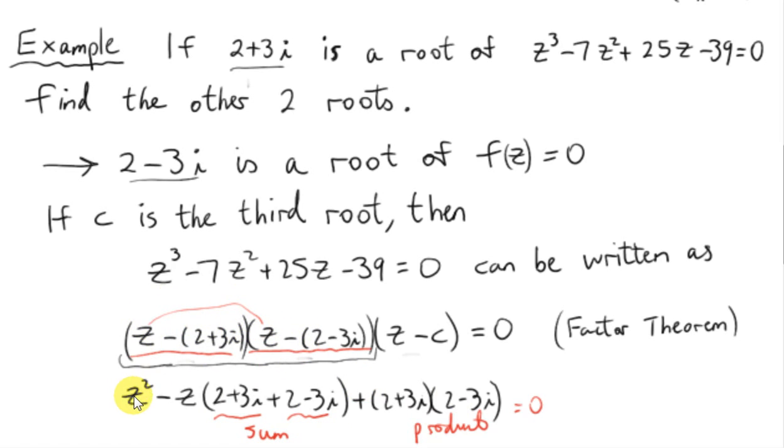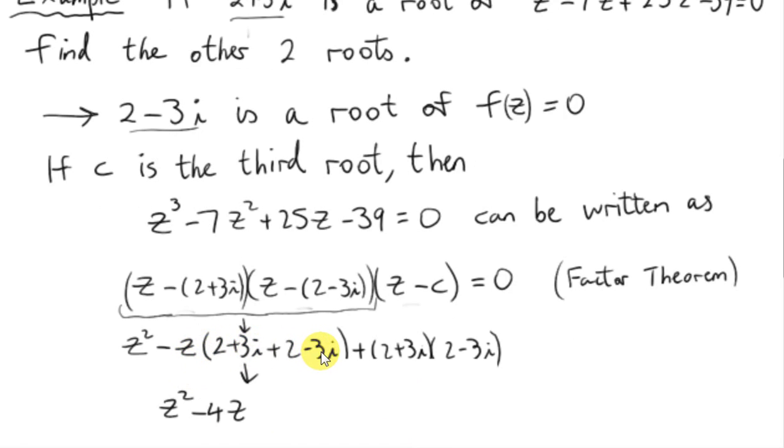You get z times z will give you the z squared. You'll have z times this root with a minus sign, and then you'll have z times this root with another minus sign. We can put them together to get the sum. Finally we multiply the 2 roots together. A minus by minus gives us a plus. Anyway, we're looking for the quadratic factor of the cubic equation. So by multiplying these 2 linear factors together, we get the quadratic factor.